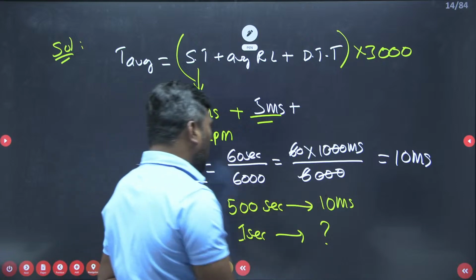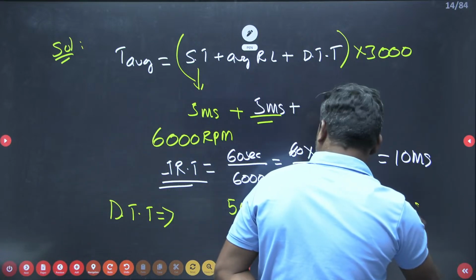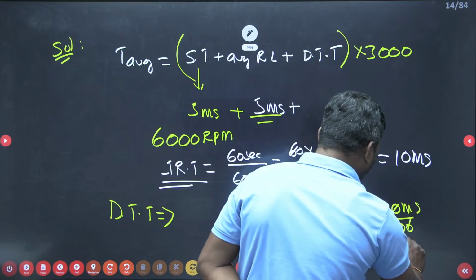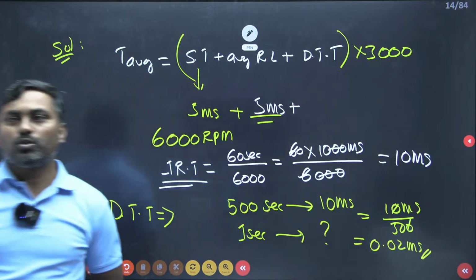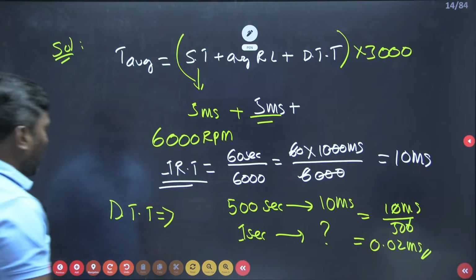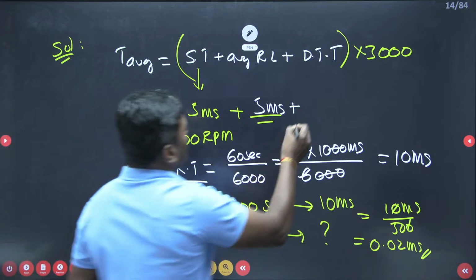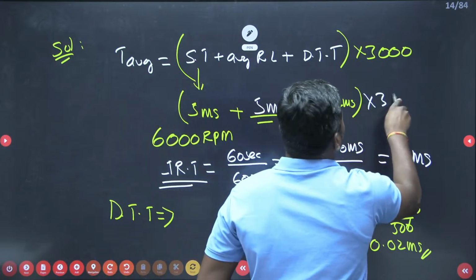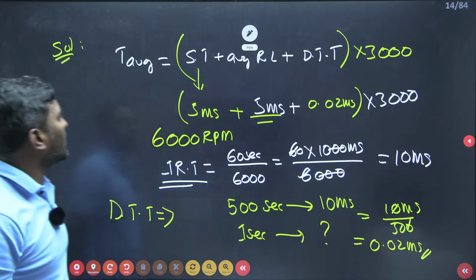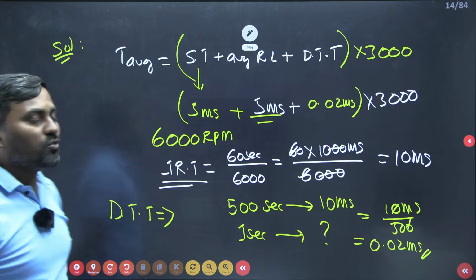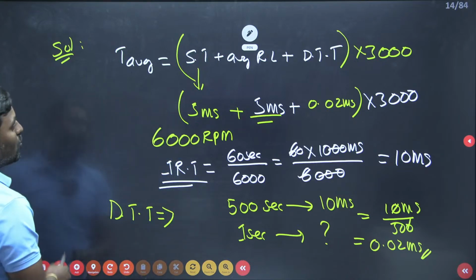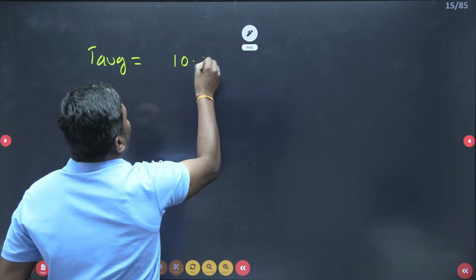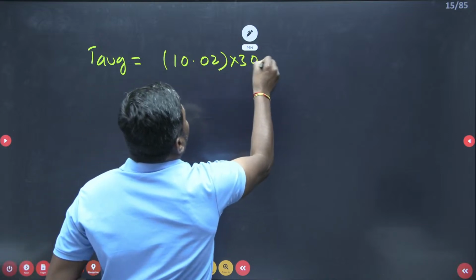So 10 milliseconds by 500. This value is how much? 0.02 milliseconds. Yes or no? Then I have to substitute in this one. So 0.02 milliseconds, and you should multiply by 3000. Somebody answer 10.02 into 3000. So the total answer, T average for reading this file, is 10.02 into 3000.